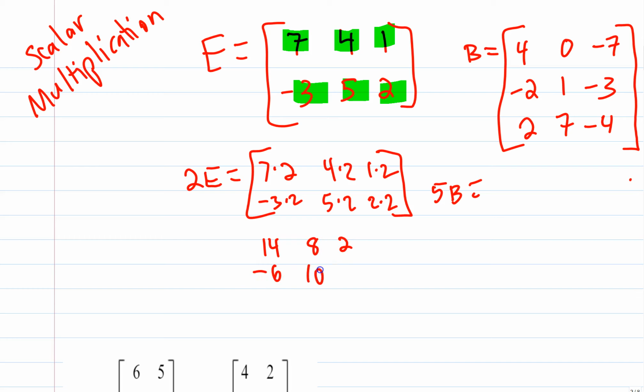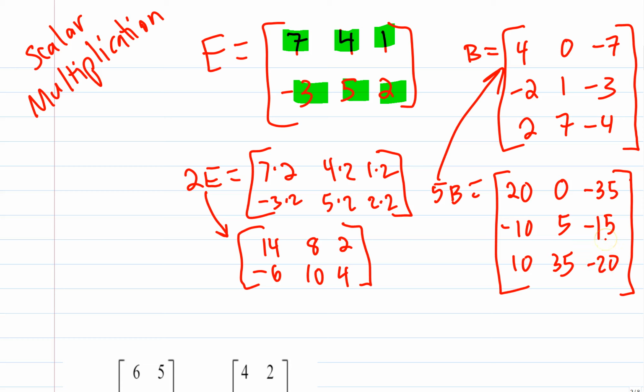7 times 5 would be 35. And negative 4 times 5 would be negative 20. So we can multiply a matrix. That's just called scalar multiplication. When would I use this?